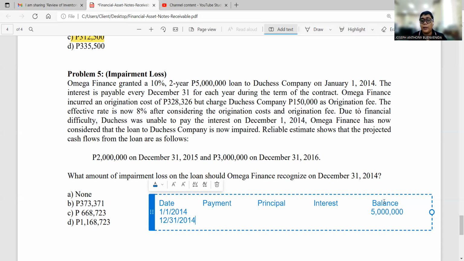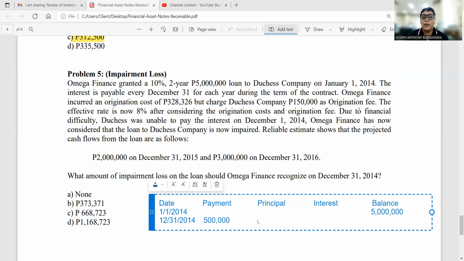Okay, so at December 31, 2014, amo na siya ang first na payment, di ba? Supposed to be mabayad siya sang interest nga 500,000. Okay? So ang balance, magamiton ta ang origination fee and ang origination cost. So 5 million plus 326 less 150.